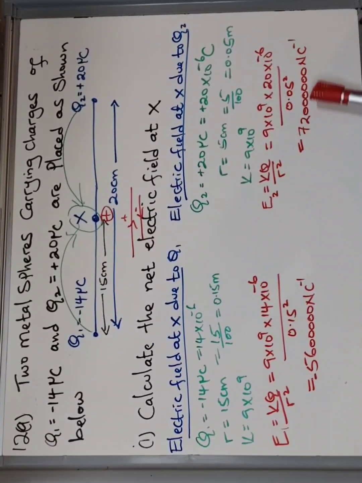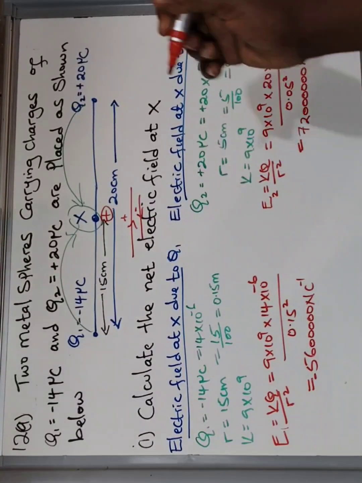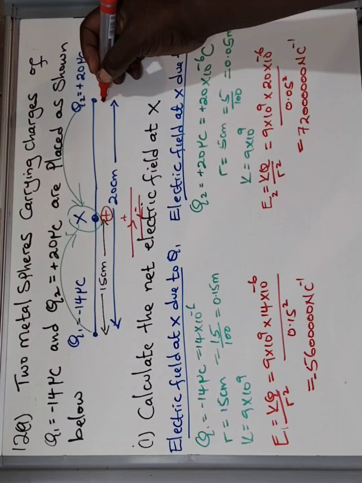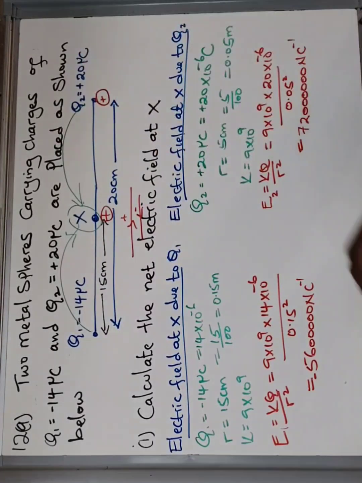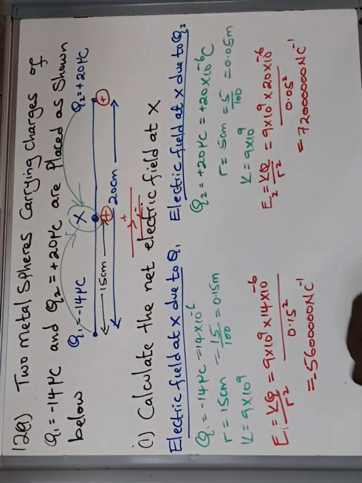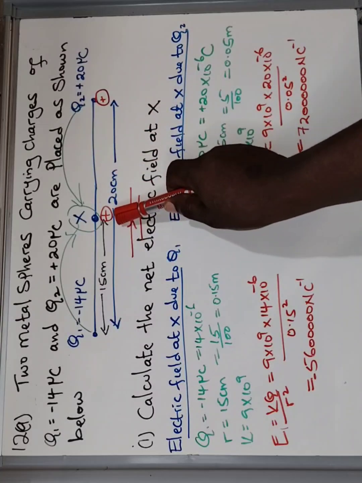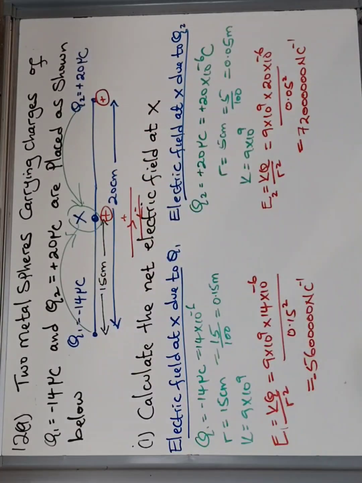Then we have to determine, is it positive or negative? You have to know that this one is positive. So because of this one, where will the point go? You have to know that this one is fixed. It's the point X which moves. And where does it go because of repulsion? It goes to the left. And left is what? It's negative.